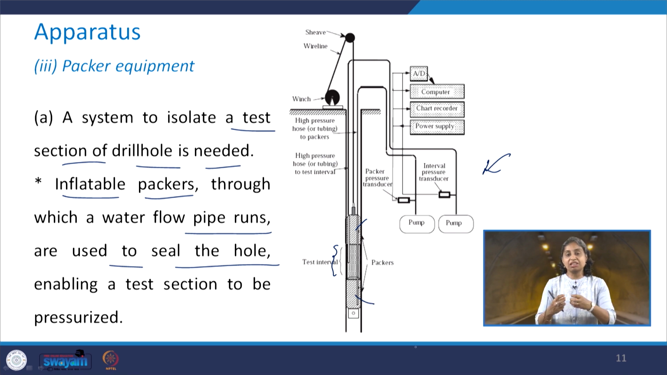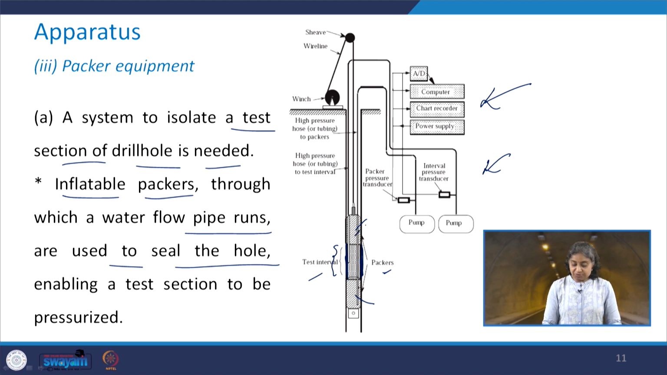What happens is when the pressure is applied, there is going to be an all around pressure in the drill hole, and because of that there is going to be rupture of the borehole here in the test interval, and that rupture may propagate in the vicinity of the rock mass, in the vicinity of the walls of the drill hole. So, this is how a typical test setup for the hydraulic fracturing test looks.